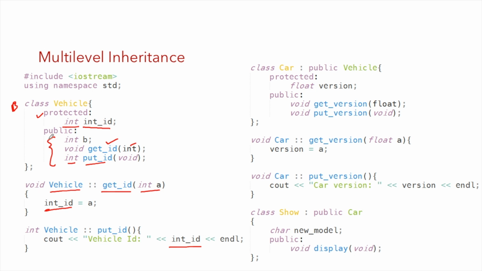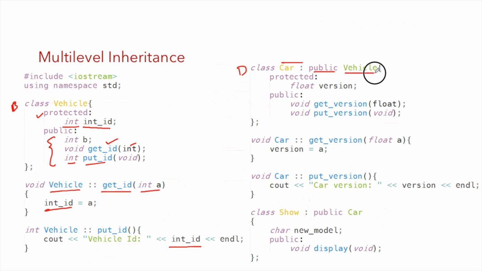Because public data members have access to protected members. Then we have our derived class car. So this is the derived class. Our visibility mode is public, so everything will remain as is. Protected variables will be inherited over here, and those will still remain protected.